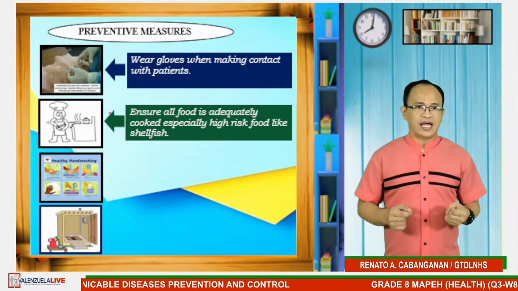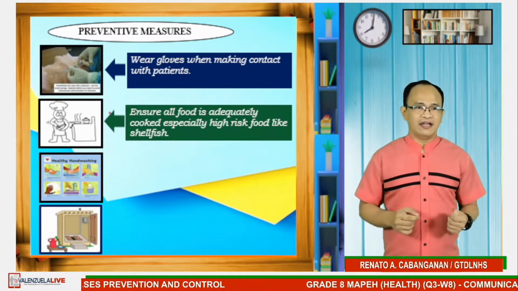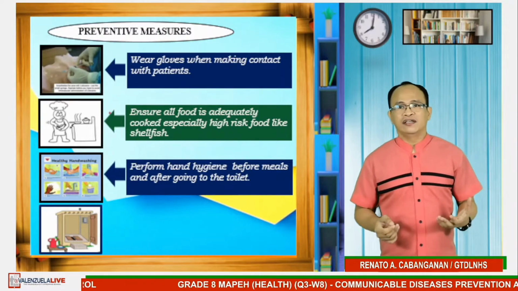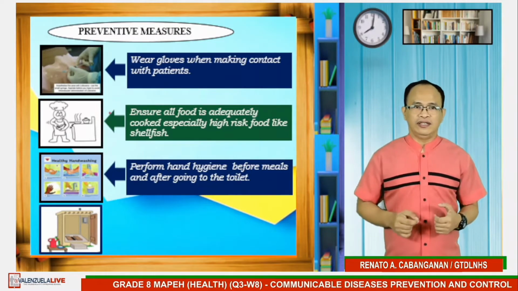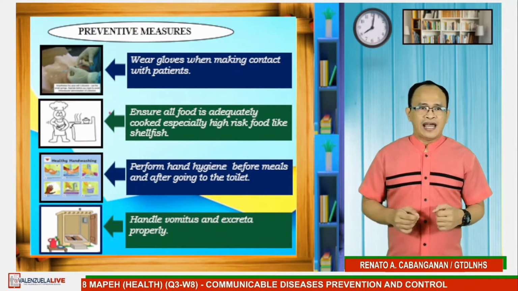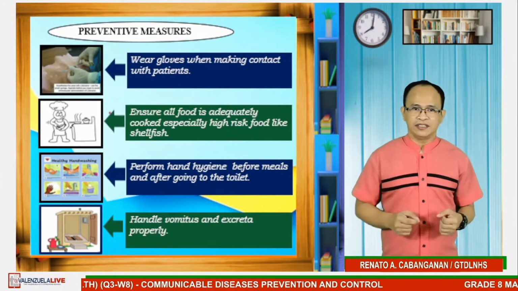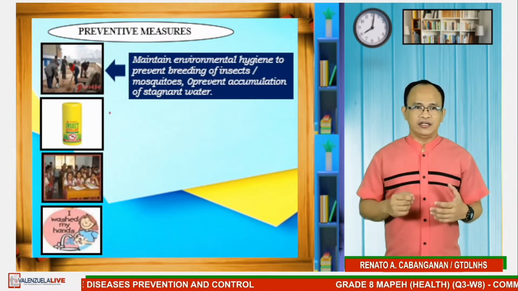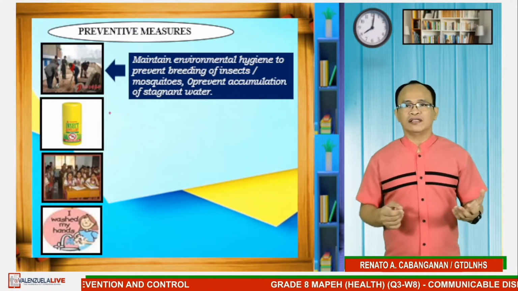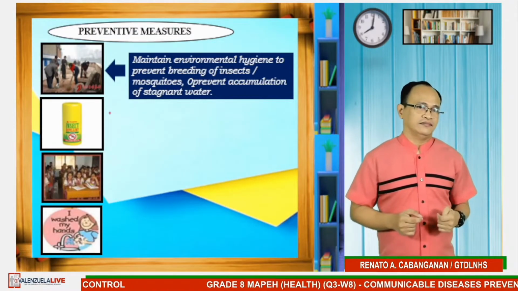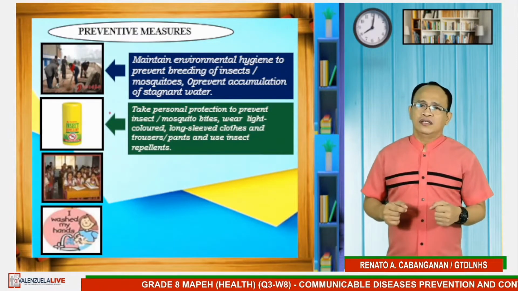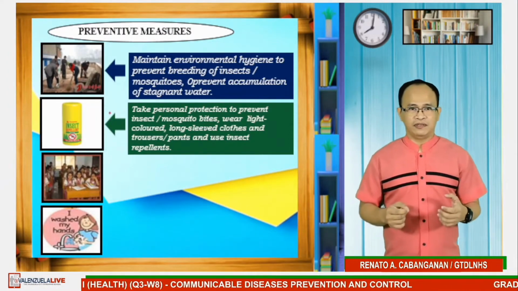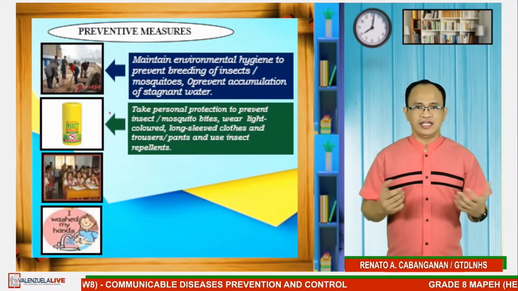Ensure all food is adequately cooked, especially high-risk food like shellfish. Perform hand hygiene before meals and after going to the toilet. Handle vomitus and excreta properly. Maintain environmental hygiene to prevent breeding of insects and mosquitoes; prevent accumulation of stagnant water. Take personal protection to prevent insect and mosquito bites. Wear light colors, long-sleeved clothes, and trousers, and use insect repellents.